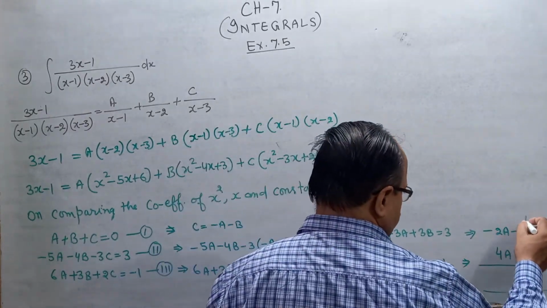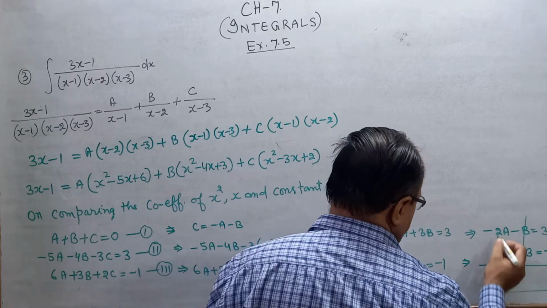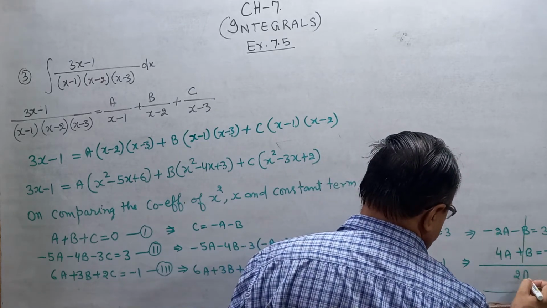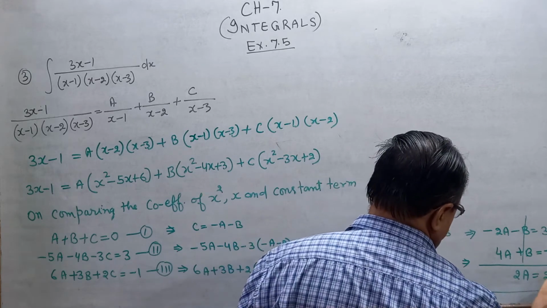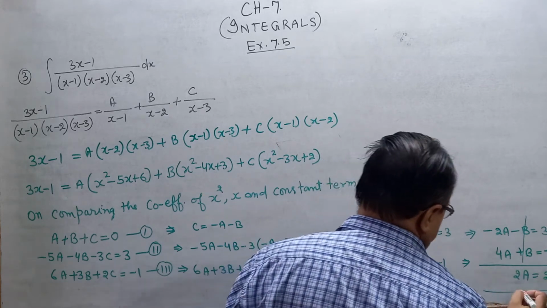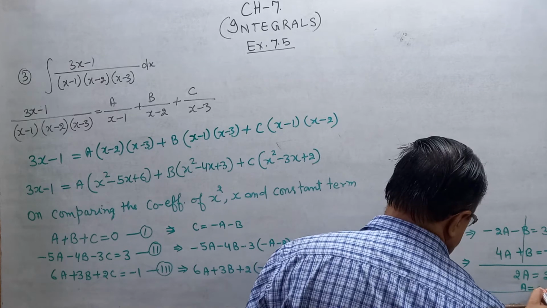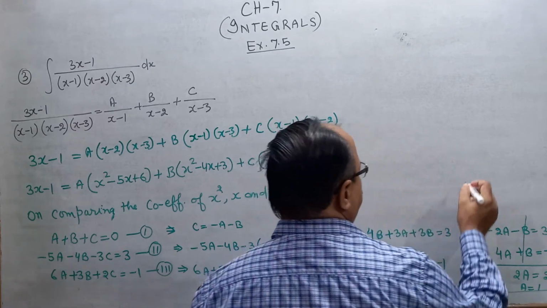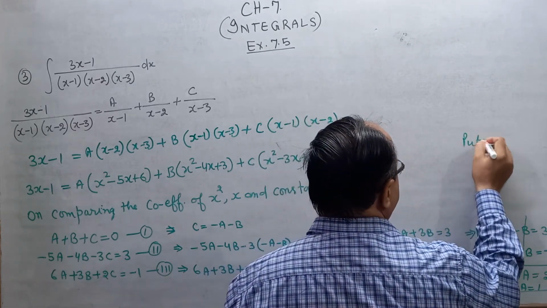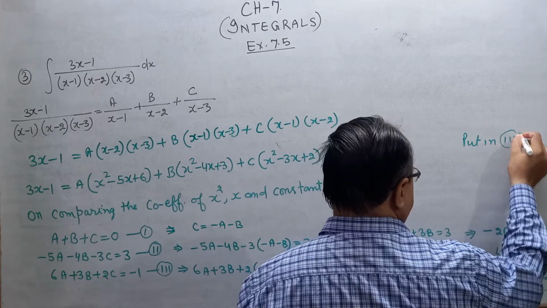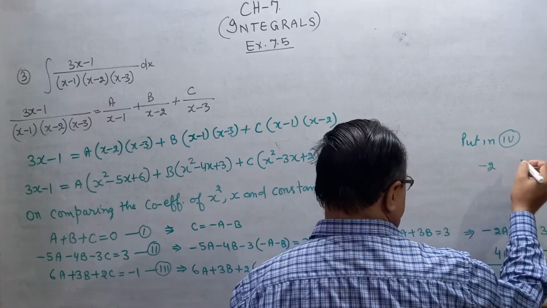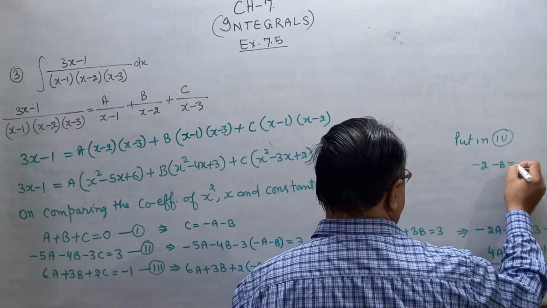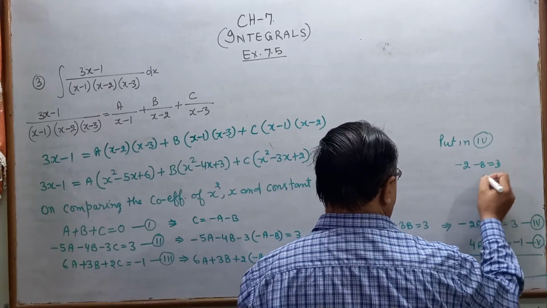On adding, you know that this will cancel. 4A minus 2A, that is 2A, and that is 2. You know that the value of A is 1 here. Put the value of A in the fourth equation: minus 2 minus B is equal to 3.